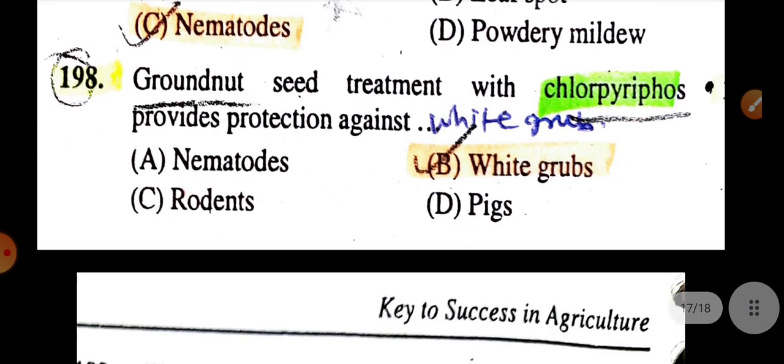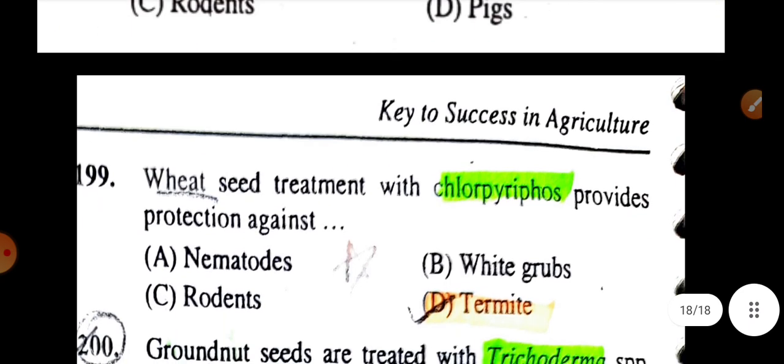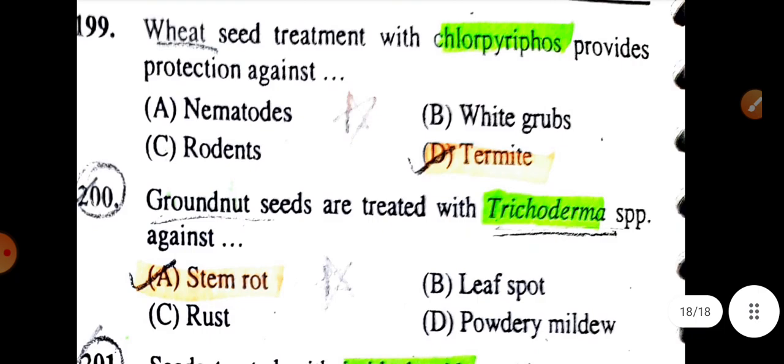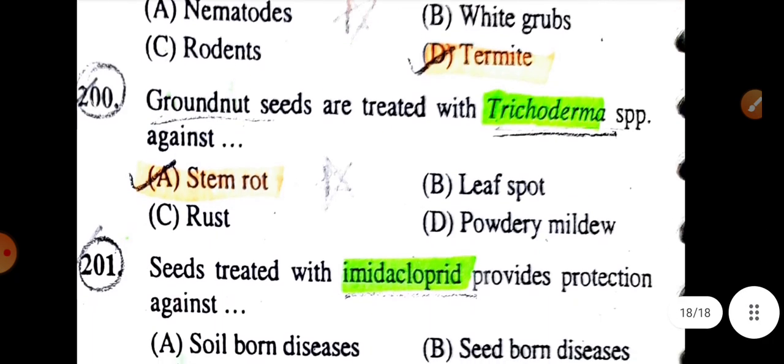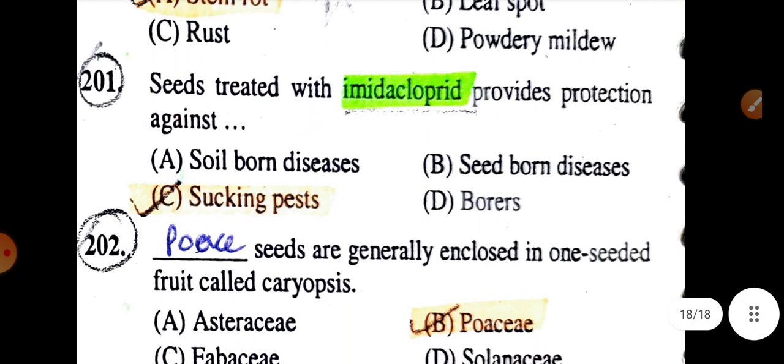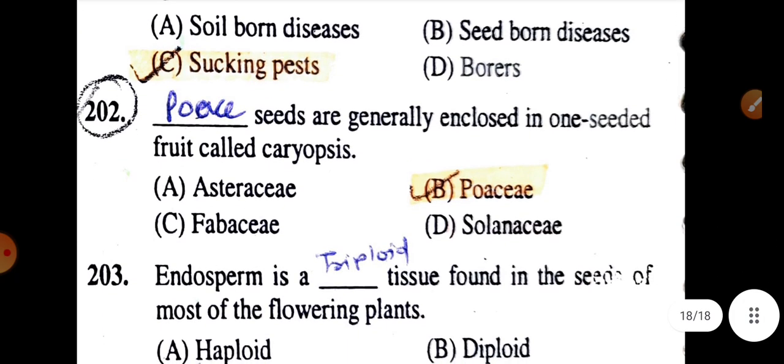Groundnut seed treatment with chlorpyrifos provides protection against white grub. Wheat seed treatment with chlorpyrifos provides protection against termite. Groundnut seed treated with Trichoderma species is protected against stem rot. Seed treated with imidacloprid is protected against sucking pests.